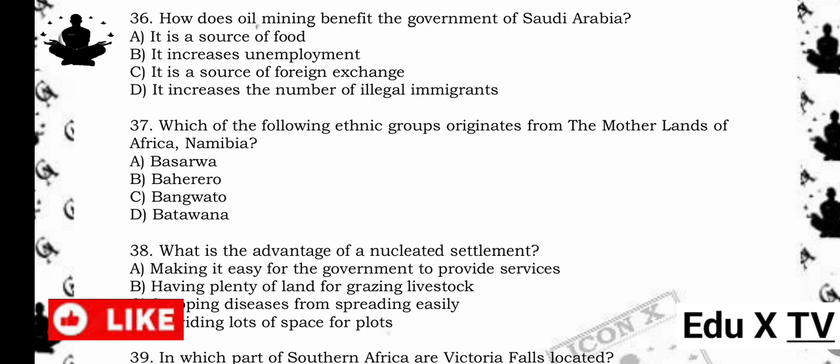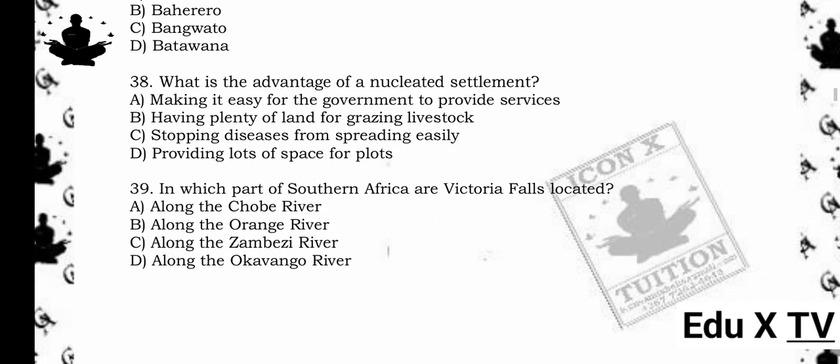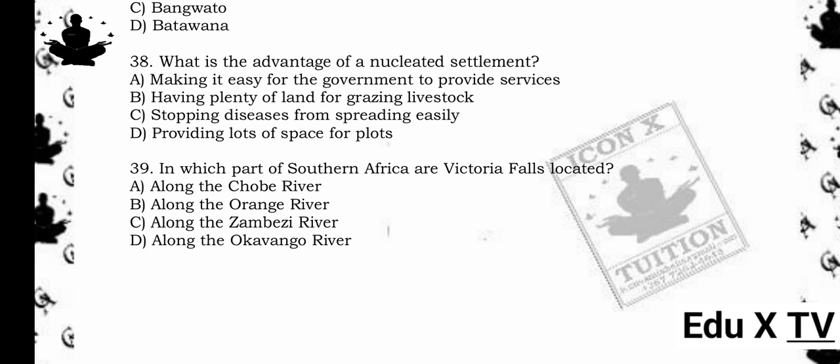38. What is the advantage of a nucleated settlement? A. Making it easy for the government to provide services. B. Having plenty of land for grazing livestock. C. Stopping diseases from spreading easily. D. Providing lots of space for plots. The answer is A. Making it easy for the government to provide services. Reason being, services like water, schools, and clinics are easier to deliver when people live close together.